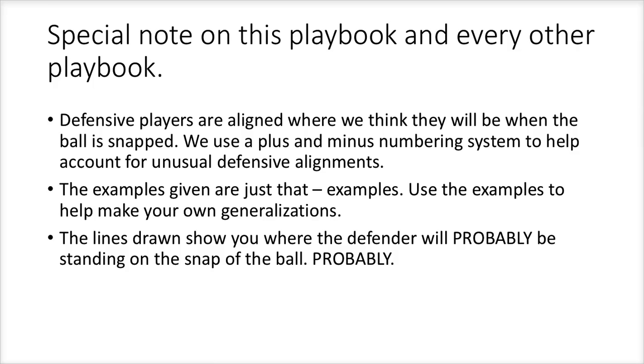Special note on this playbook and every other kind of football playbook. Defensive players are aligned where we think they will be when the ball is snapped. We use a plus and minus numbering system to help account for unusual defensive alignments. The examples we're going to give you are just that, examples. Use the examples to help make your own generalizations. The lines drawn show you where the defender will probably be standing on the snap of the ball. Probably.